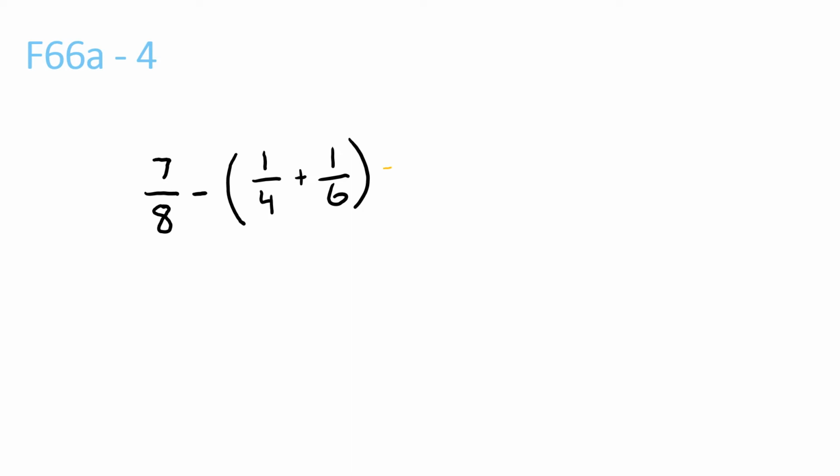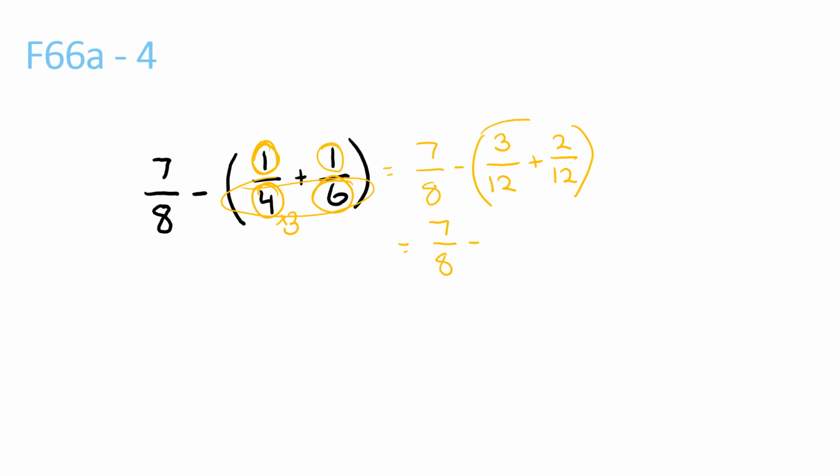For this one, we start off with 7 over 8 minus, then brackets, then we find the LCM of these two, which is 12. 4 times what is 12? It's 4 times 3 is 12, so you times the top one by 3. So it would be 3 over 12 plus 6 times what is 12? 6 times 2 is 12, so you times the top one and the bottom by 2. So 2 over 12. Now that you've got those two, close brackets, you do 7 over 8 minus, then you work out this, 3 plus 2, 5 over 12.